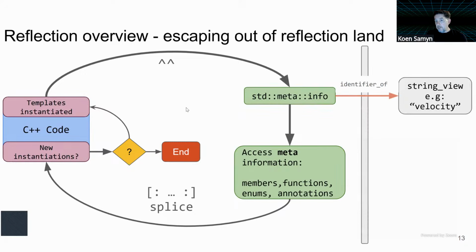You leave the reflection world with a couple of functions, like you can get the identifier of something. For example, here, this could be a member velocity of a particle struct. You will notice I use a lot of concepts that are common in game development, but not in a very deep way, just as an example. So here we have a string view that gives us the name of the data member.